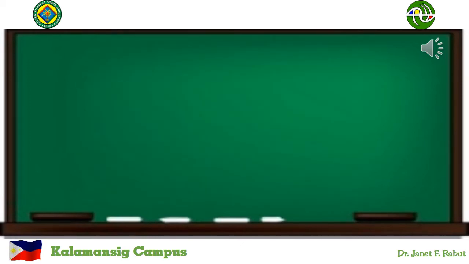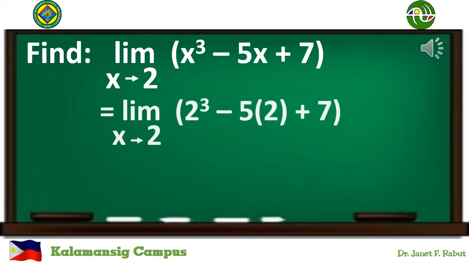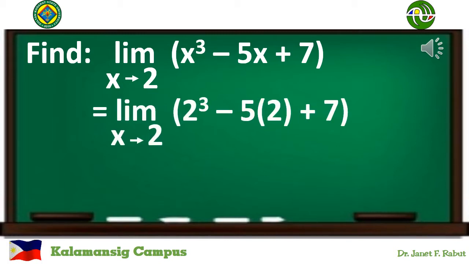Let us try this example. Find the limit of x cubed minus 5x plus 7 as x approaches 2. We will be using the substitution technique. If we plug in the value to where our x approaches, 2, we will have 2 cubed minus 5 times 2 plus 7.